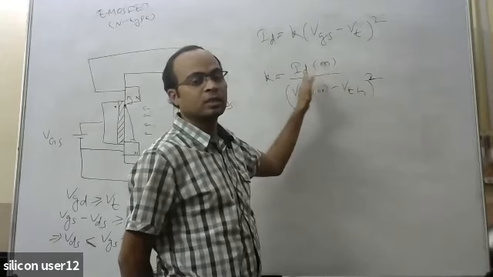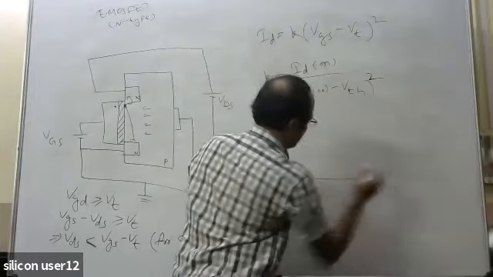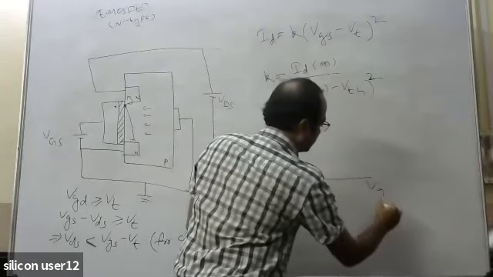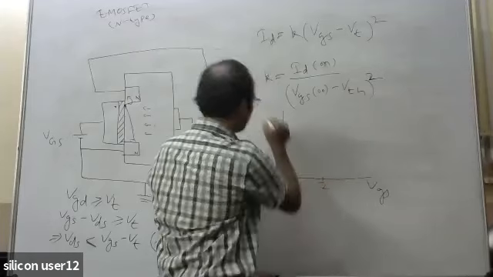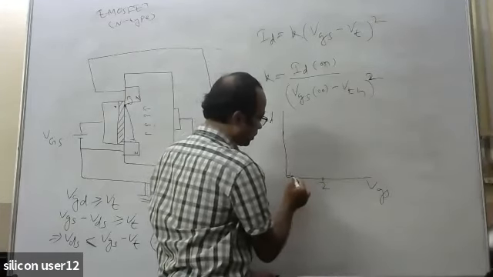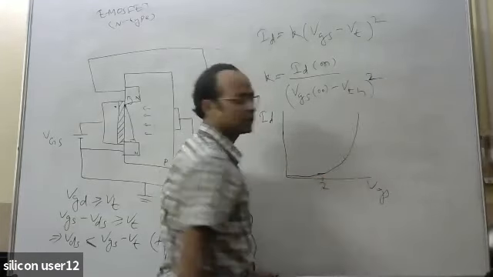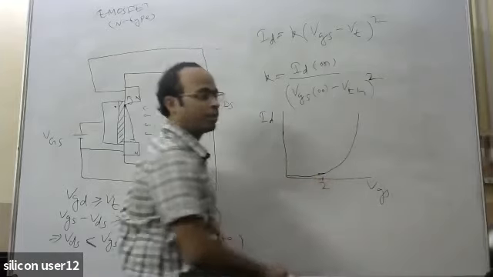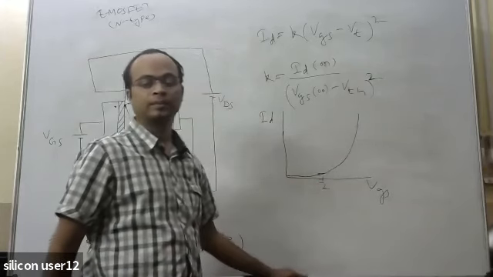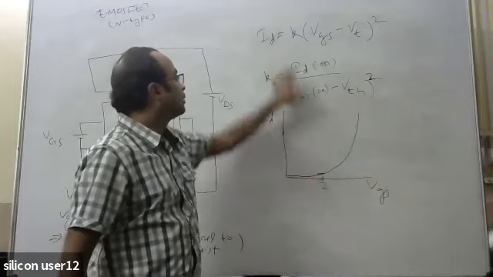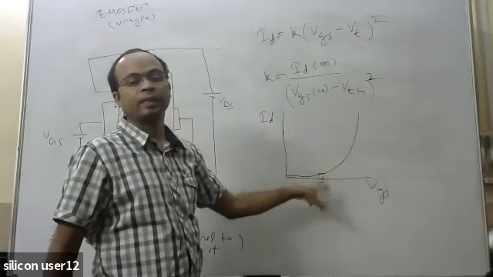You know that in case of an enhancement type MOSFET, initially the transistor is off. So let us say the threshold voltage of this device is 2 volt. Up to 2 volt, the current is almost 0, and after 2 volt, the current will start increasing. That means before the threshold voltage it is in the off state, and after the threshold voltage it is in the on state. So this equation is satisfied in the on region, that means when your VGS is greater than VTH.